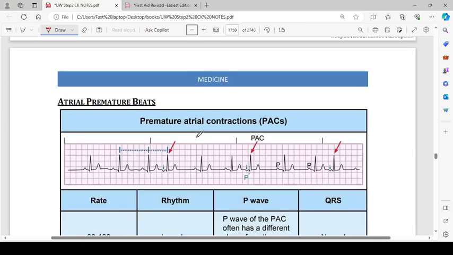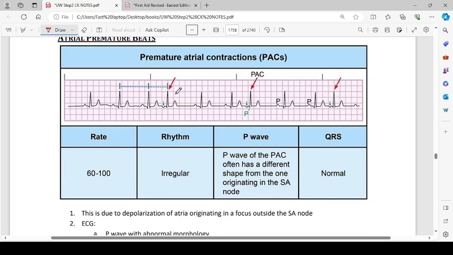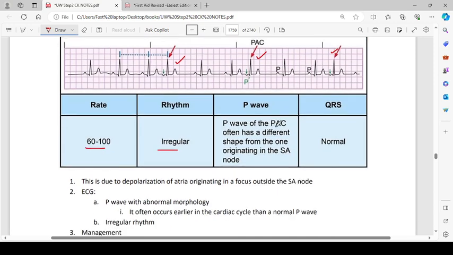Atrial premature beats. So the atrial premature beats look something like this. This one, this one, this one. These are atrial premature beats, or premature atrial contractions. The rate is 60 to 100. Rhythm is irregular. The P wave of the premature atrial contraction often has a different shape from the one originating in the SA node, and the QRS will be normal.